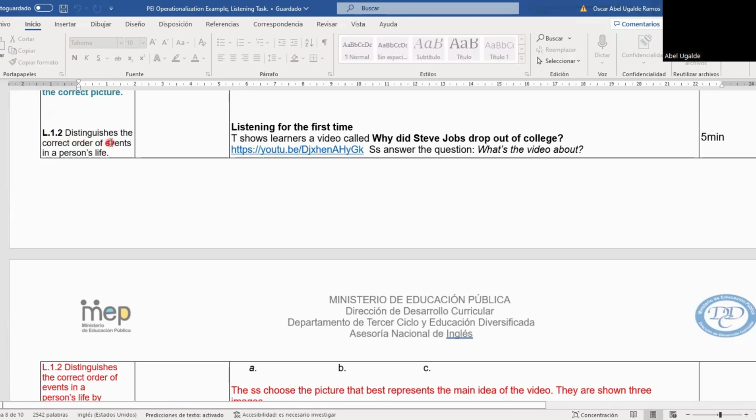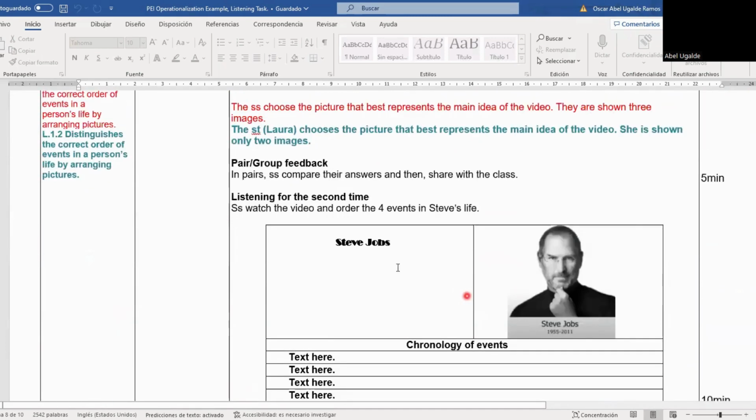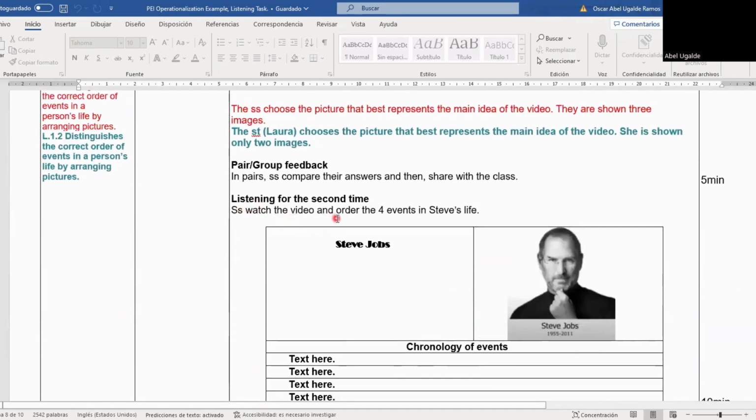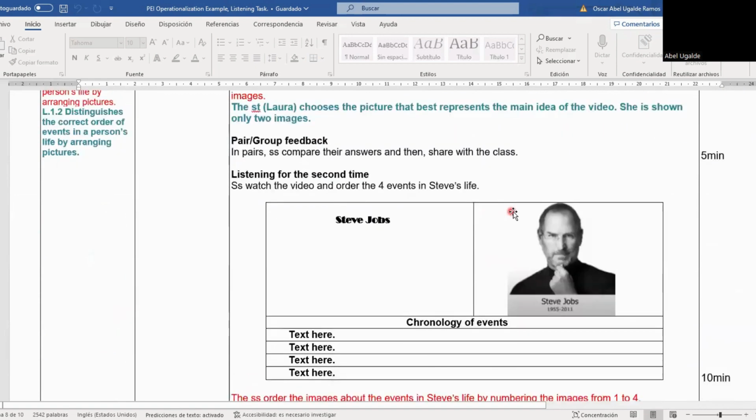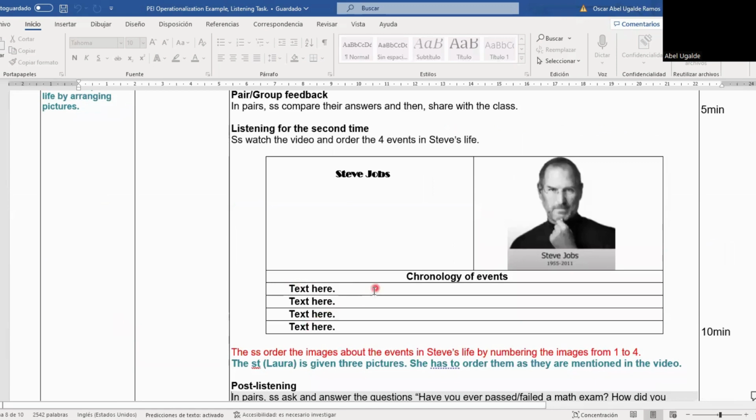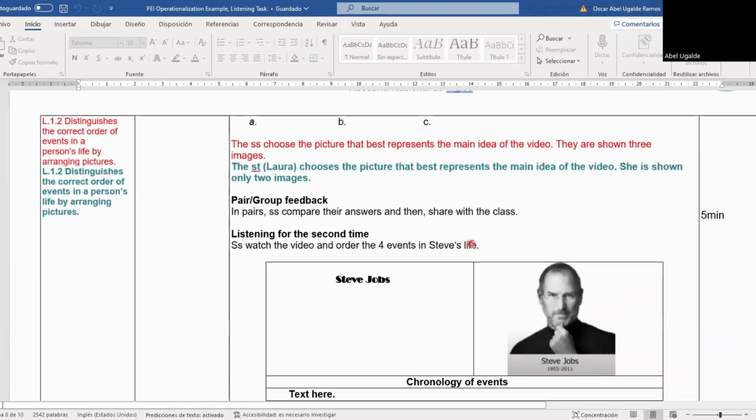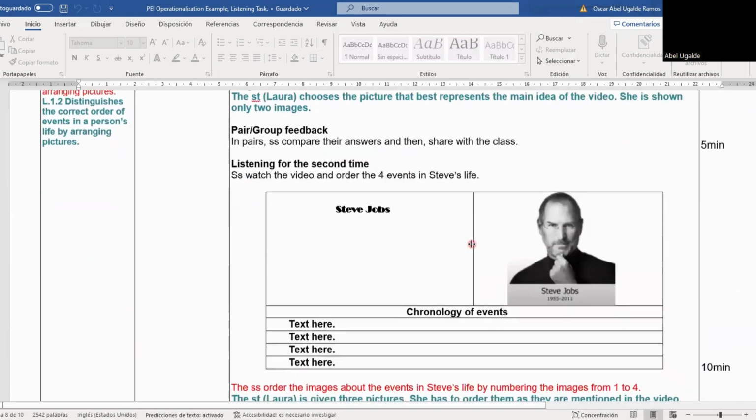L1.2, let's read the one for the group. Distinguishes the correct order of events in a person's life. So students are going to do this. They're going to watch the video and order the events, the 4 events in Steve's life. So we have 4 events. Those are going to be present in the video. So students are going to be listening and just, there should be text here. For example, event 1, Steve Jobs drops out from school.